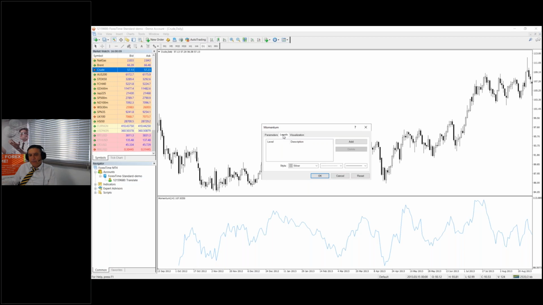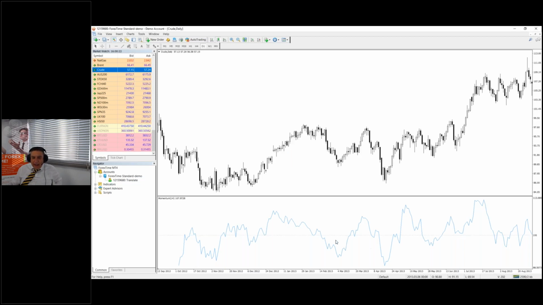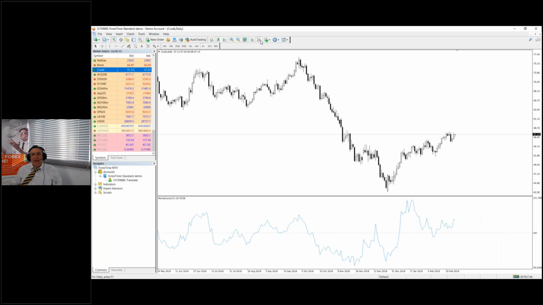Are you following me, guys? And then I click on add and I type 100. I press OK. And here you see this gray dotted line, which corresponds to the baseline of 100. All right? The period of momentum is 14 and the baseline is 100.